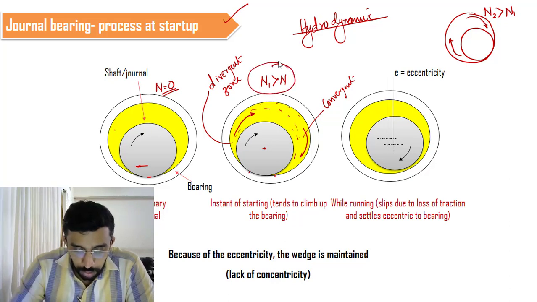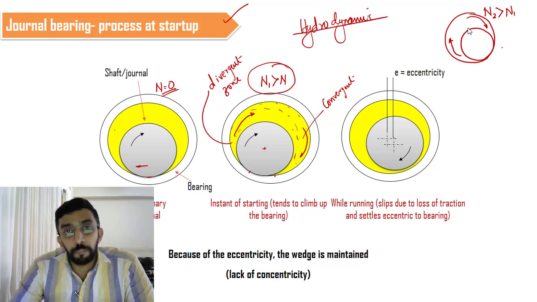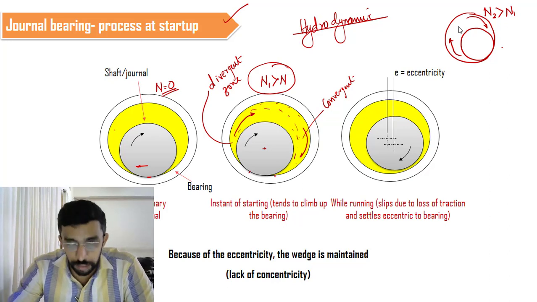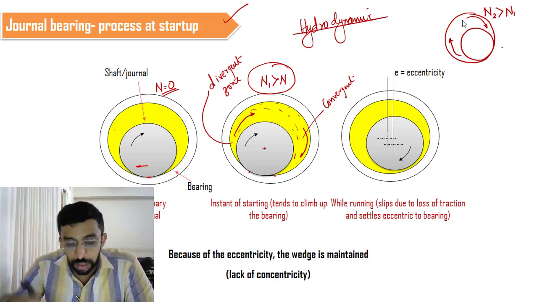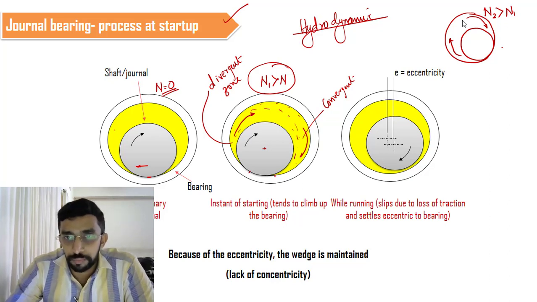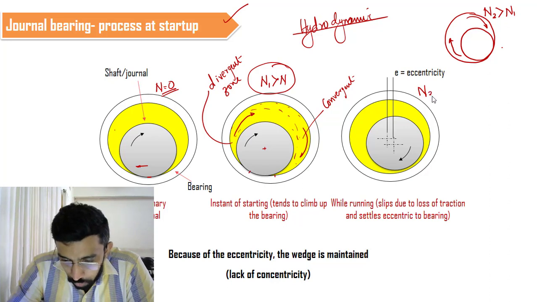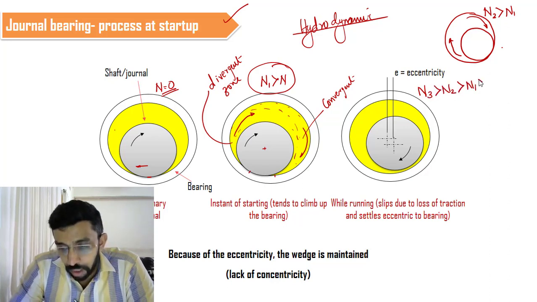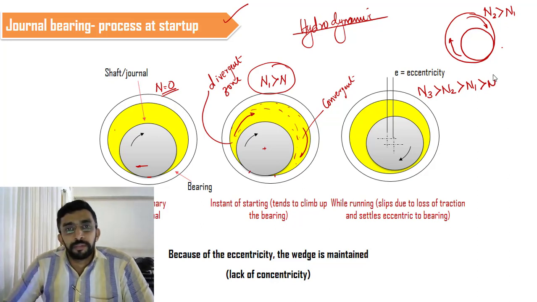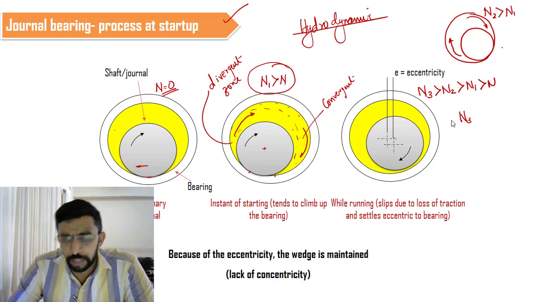So when you compare this case with this one, we can say that the force possessed by the oil is very high, or it is increasing, and still it is traveling in the divergent zone and the convergent zone. Right? Now again we are increasing the speed. Finally it has reached the speed of n3 greater than n2 greater than n1 greater than n. Say n3 is the operating speed or the final speed.